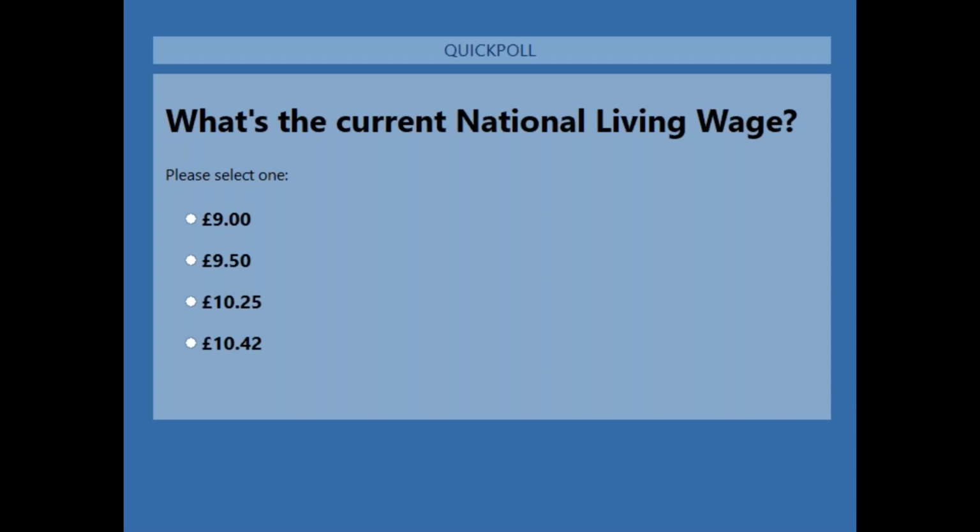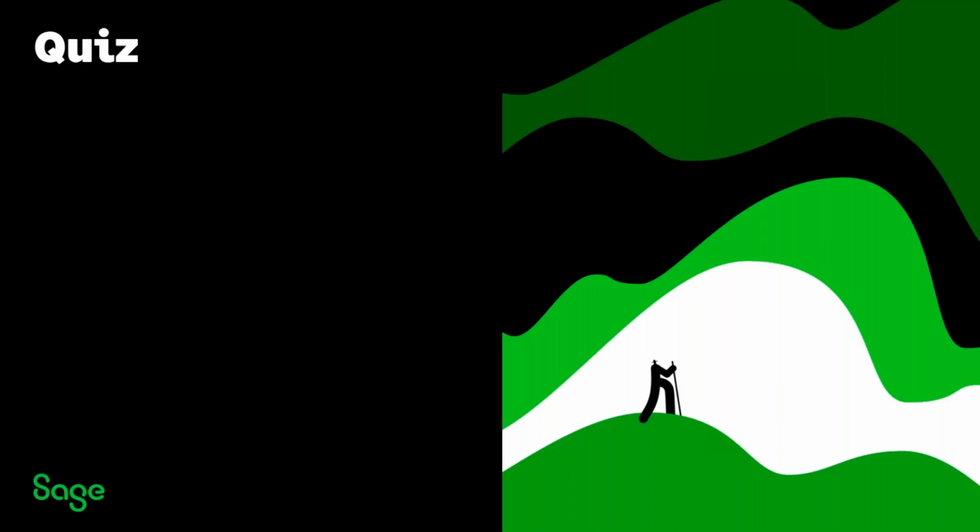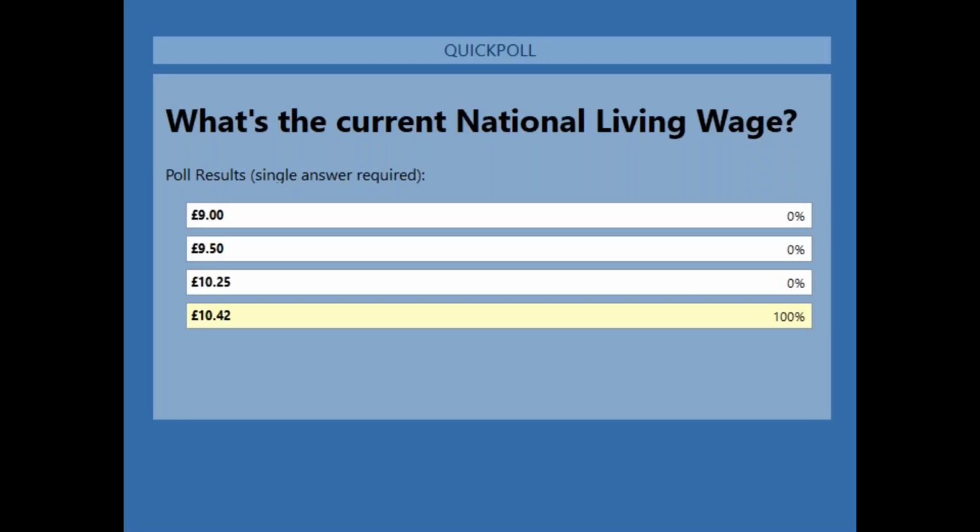And we've got a good result on this one. We've had just over 70% of the votes in, so I will share those with you. And I'm happy to say that we have 100% answering £10.42, and 100% of you were correct. That is the current national living wage, £10.42 per hour. So well done to you all.